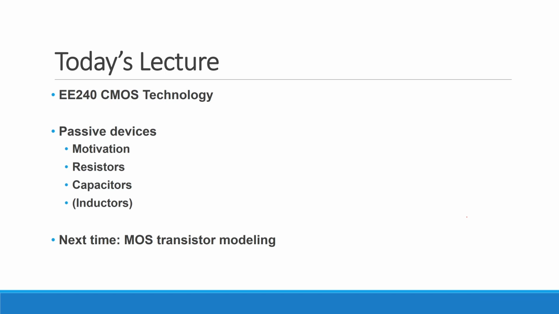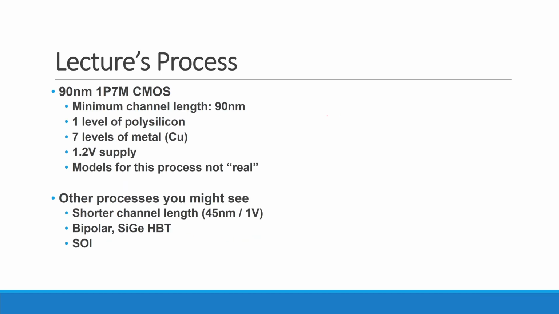So here, we're going to start out looking at just what the process looks like, to make sure everybody's on the same page. Now, in terms of what process we're going to be using in the class, we're going to be using this so-called 90 nanometer 1-poly 7-metal CMOS process. The first thing I should say is this process is completely made up. So it only exists basically in my own head and maybe in SPICE when you guys run it. What that means is that it's basically bogus.